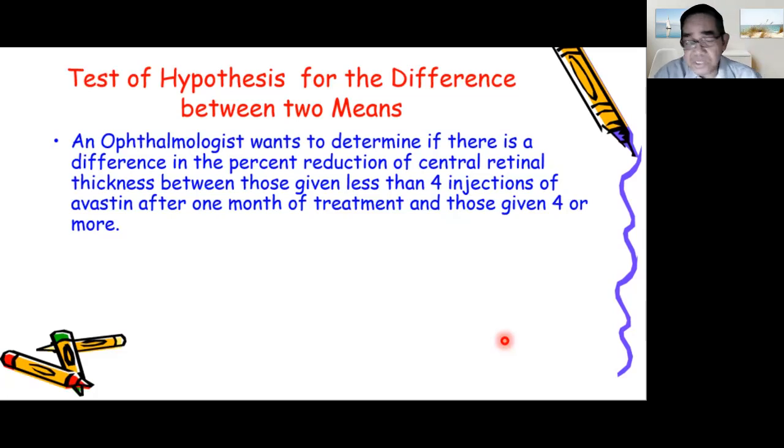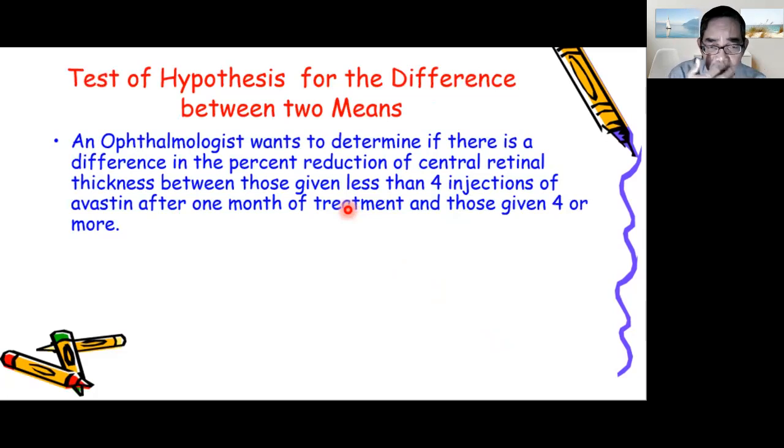So this ophthalmologist, actually the same ophthalmologist that I talked about a while ago, now wanted to determine if there is a difference in the percent reduction of the central retinal thickness. I told you a while ago that Avastin can make the central retina thin. And so there will be a reduction of the central retinal thickness among those patients given Avastin.